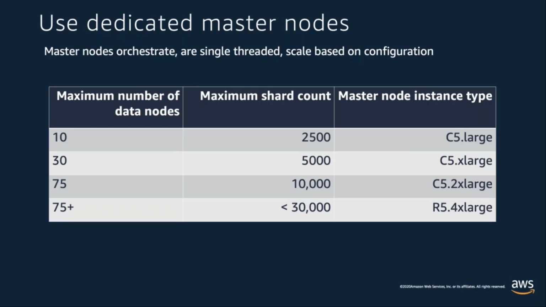And again, we have here a proxy in terms of the data nodes, in terms of the shard count, right? So out to 10 data nodes, C5 large. We do favor the C5 instances for dedicated master nodes. Out to the really large cluster size at the 75 plus data nodes, you'll see we scale linearly, vertically: C5 large, C5 extra large, C5 2 extra large. And then at the top end, we'd go R5 4x large.